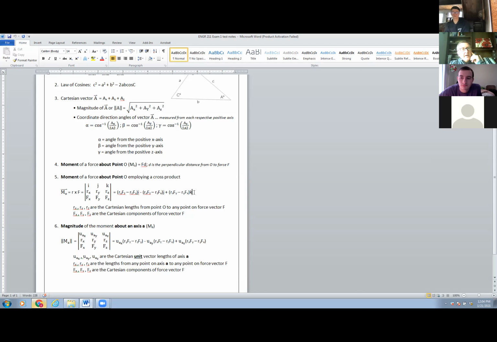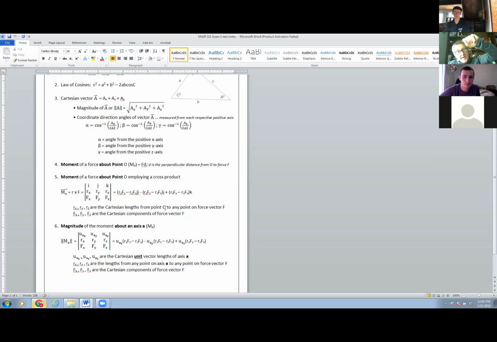You already understand what a determinant is of a 3x3 matrix. I didn't say any of that language here, but you're taking a determinant of a 3x3 matrix. I'm just telling you, R cross F, what's R? Rx, Ry, Rz. Those are the Cartesian lengths from O to any point on the force vector, not from the vector to O. Does it make sense? If you went backwards, all the signs would be different. It's from O to any place on the force vector.